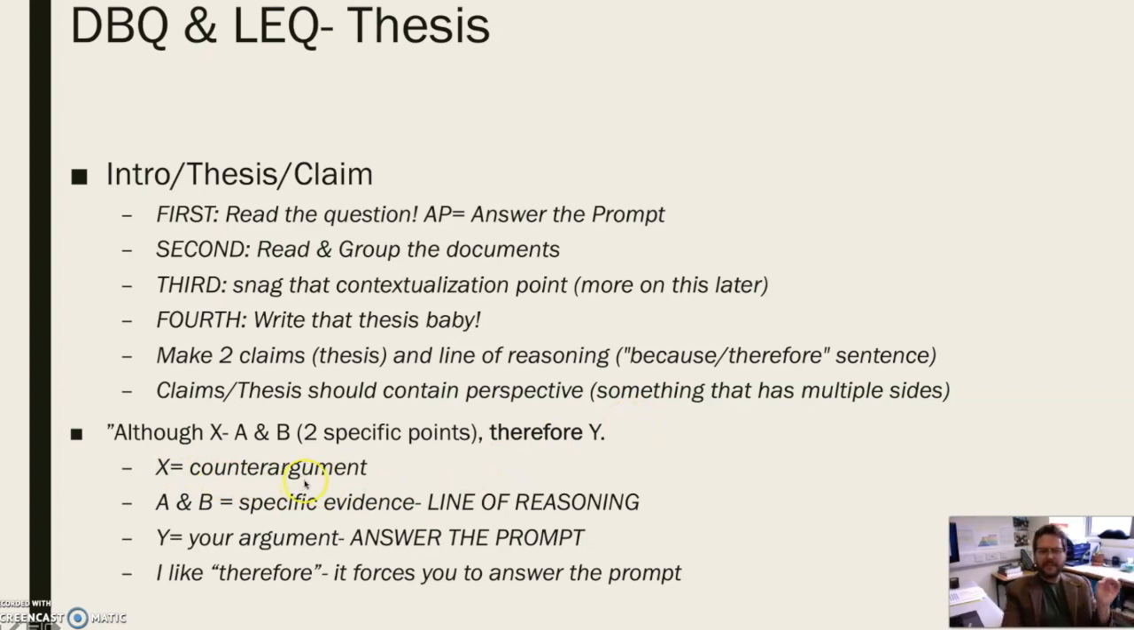What that does is it immediately says, hey, this has multiple sides, right? It contains perspective. It's defensible, right? The counter argument. A and B are specific evidence, right? It's your line of reasoning. So you say that we have A is true, B is true, and then you answer the prompt, right? Y is the prompt. And so the therefore Y is your answer to the prompt after your 2 lines of reasoning.